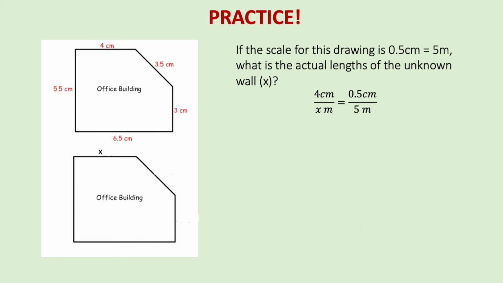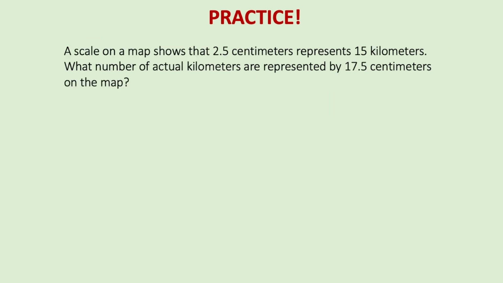And then I'm going to cross multiply, so I have 4 times 5 is equal to 0.5 times x, which will give me 20 is equal to 0.5x. And then if I divide each side by 0.5, I get x equals 40 meters. So the actual length of this wall of the office building will be 40 meters. A scale on a map shows that 2.5 centimeters represents 15 kilometers. What number of actual kilometers are represented by 17.5 centimeters on the map?